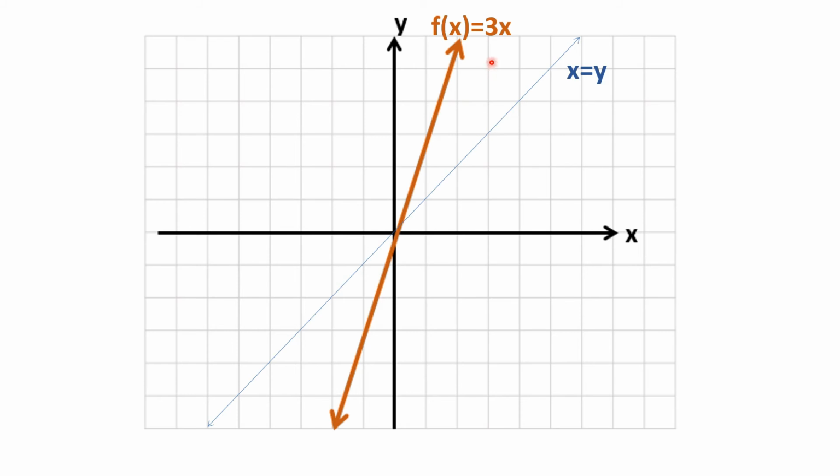Now, how do we sketch the graph of the inverse of this f of x equals 3x? Suppose this is a paper. You fold the paper along the line of symmetry, or x equals y. Then trace this line, the orange line, the given line, on the other side of the paper. And you'll form another line. This is the graph of the inverse of f of x equals 3x. They are symmetric about the line y equals x.